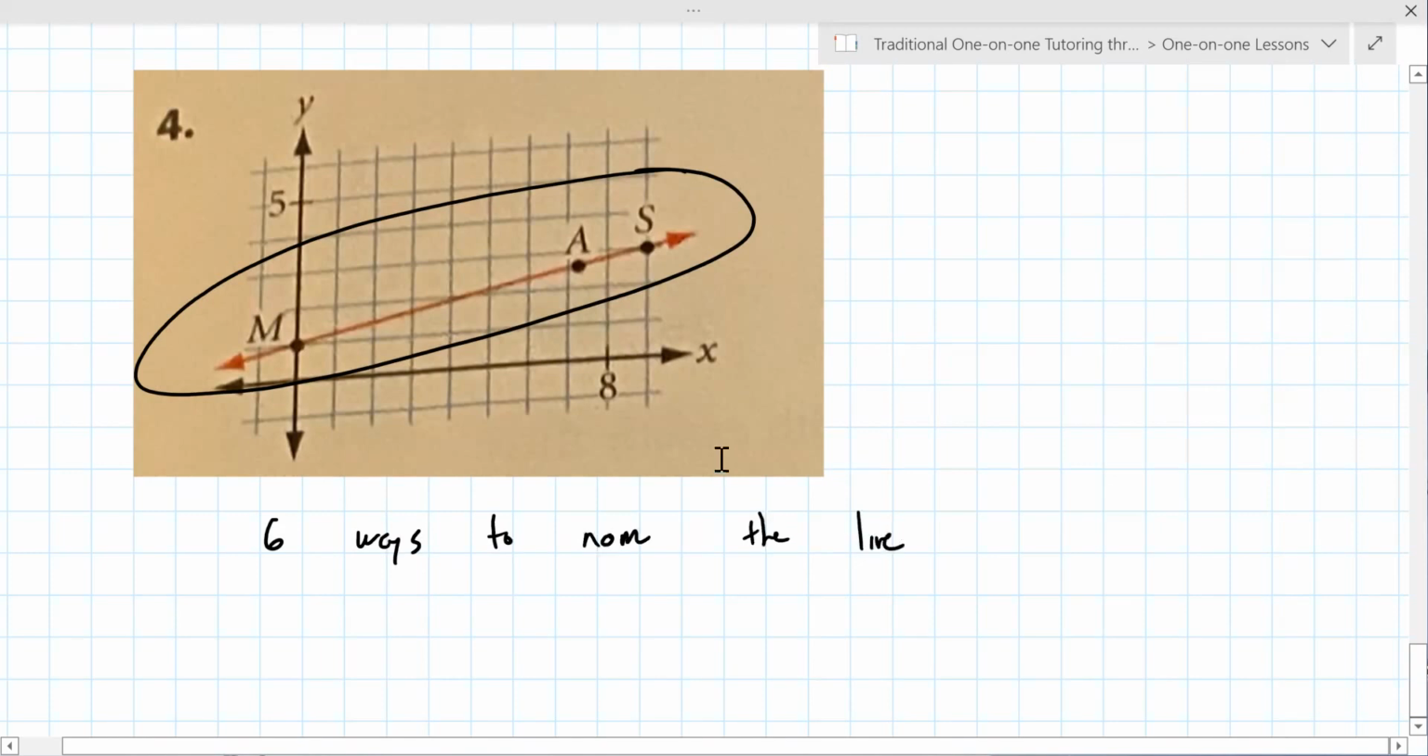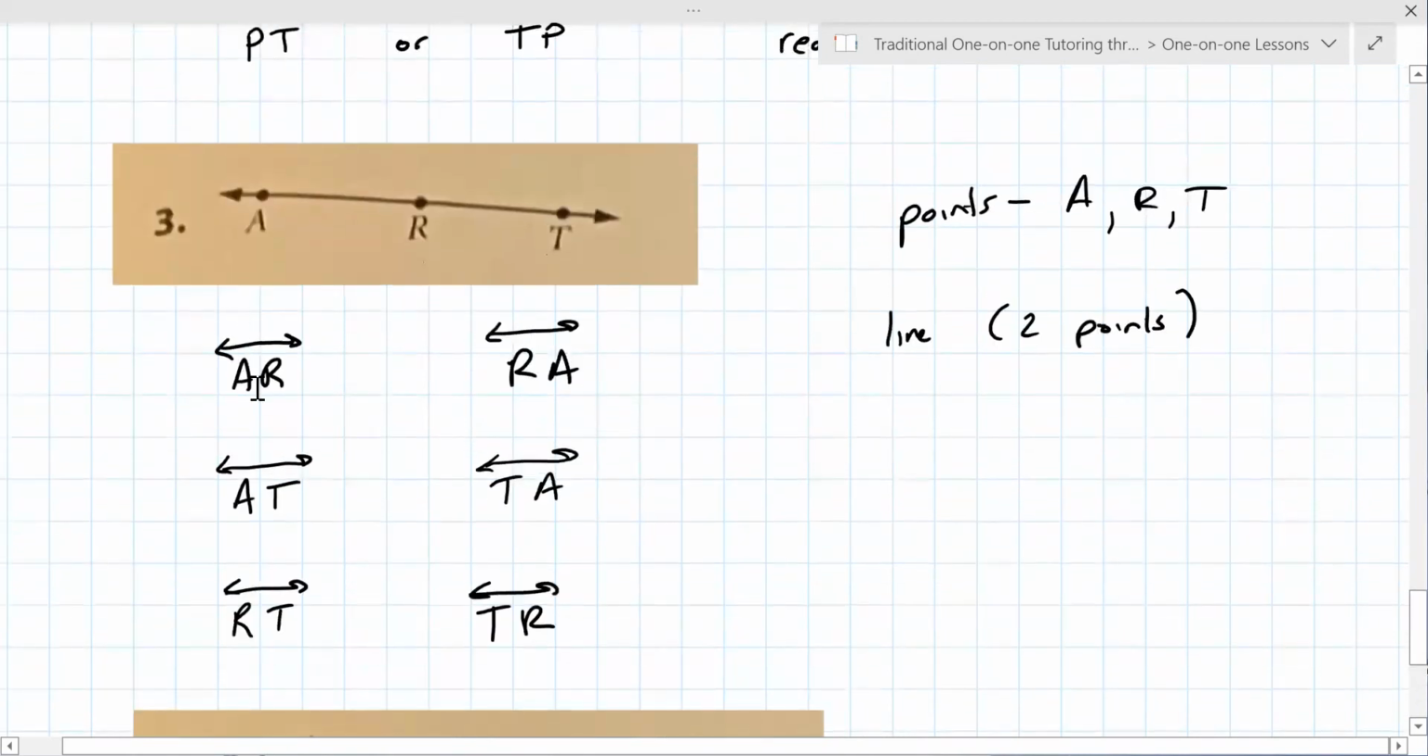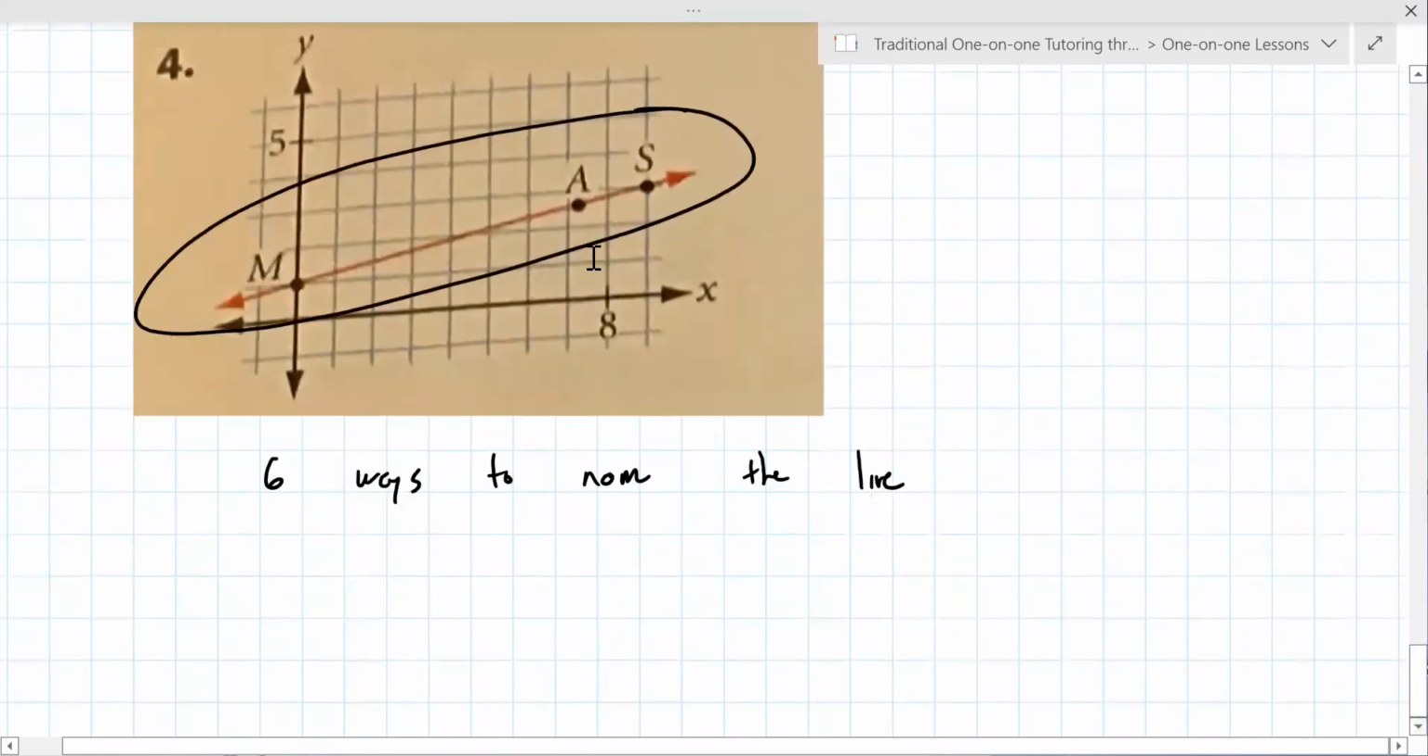Now you sound confused. Let's go back and look at the previous one. How many ways do we name this line? 1, 2, 3, 4, 5, 6. There's 6 ways to name this line. I want you to come up with as many as you can. Let me know when you're all done coming up with those.